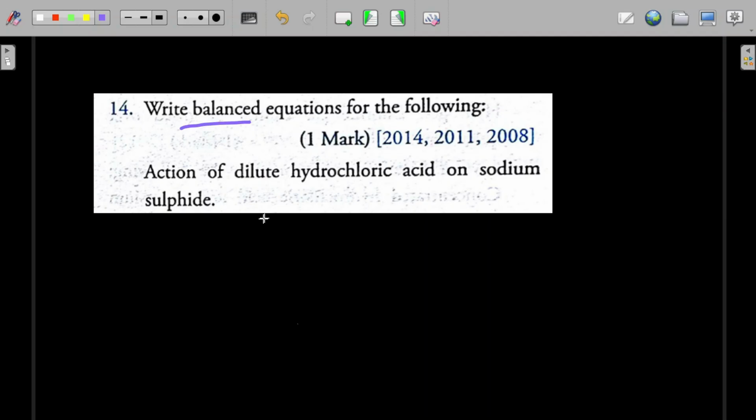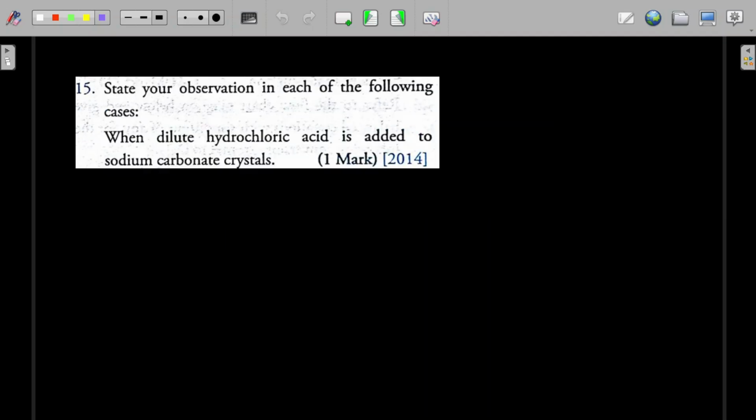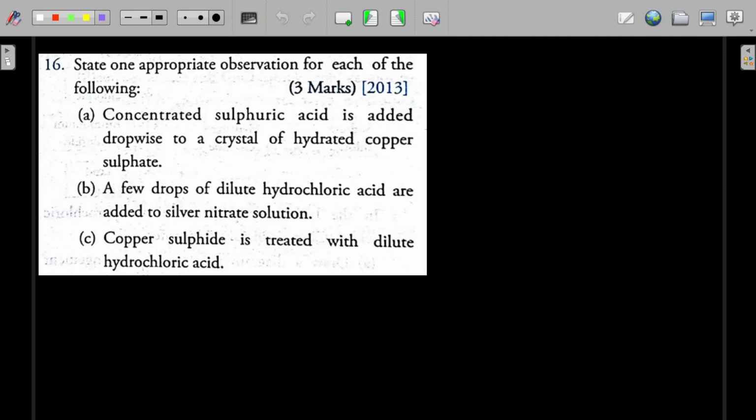Balanced equation: hydrochloric acid, sodium sulfide. You can write that. Observation: HCl, sodium carbonate, crystals. For the observation, you can write the test for CO2 gas. You know? Appropriate observation again, conc sulfuric acid, this we will see later. Few drops of dilute hydrochloric acid to silver nitrate, you will get white precipitate.